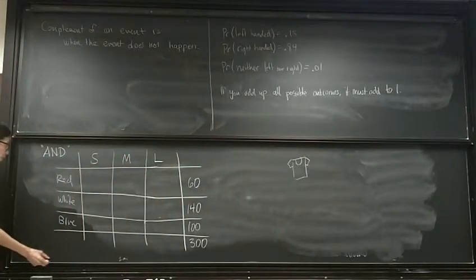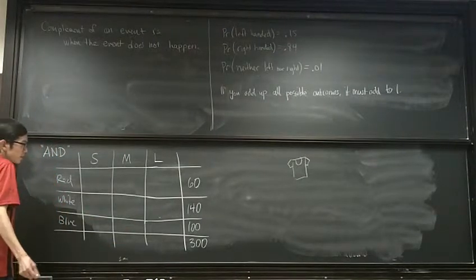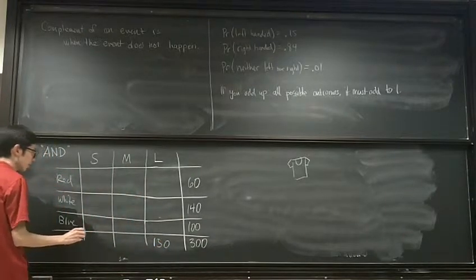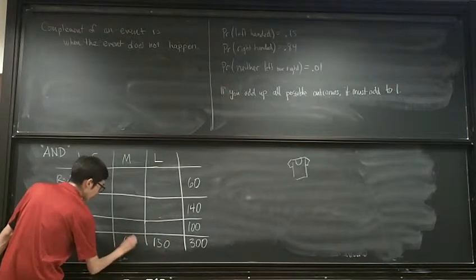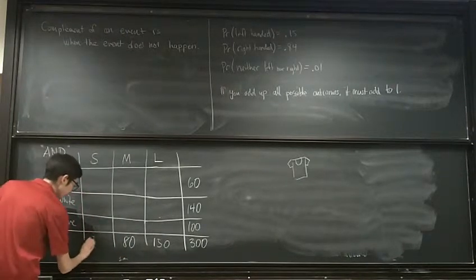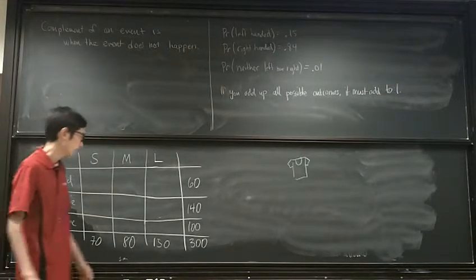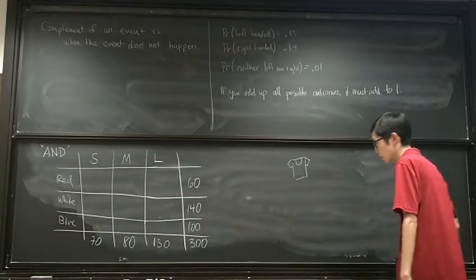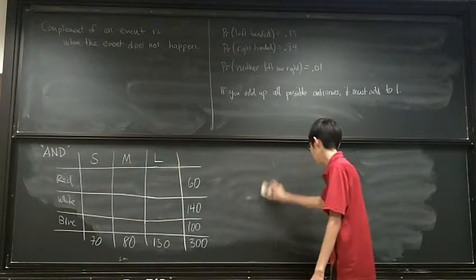And let's say the different sizes. So let's say there's 150 large shirts and 80 medium shirts, 70 small shirts. Okay, I haven't filled out the inside yet. But let's see if we just understand what we're doing here.